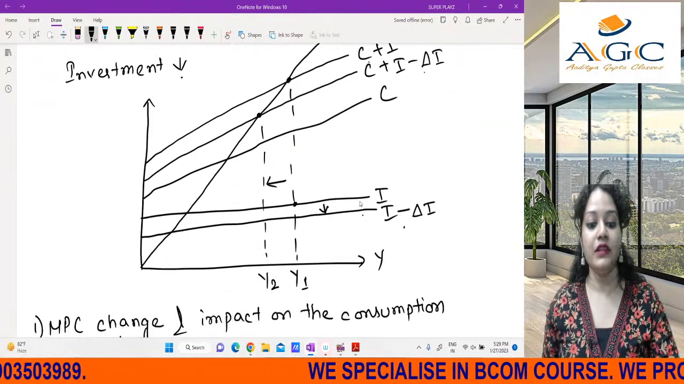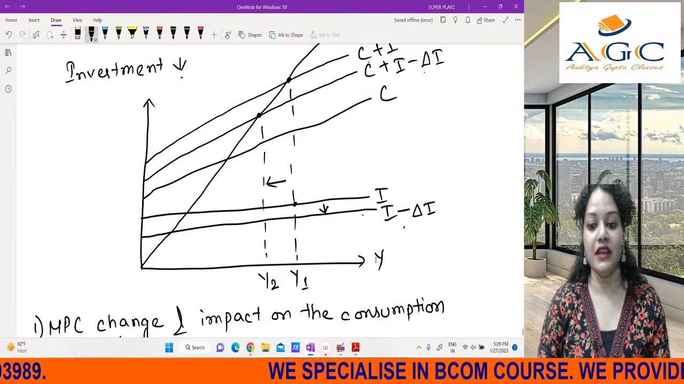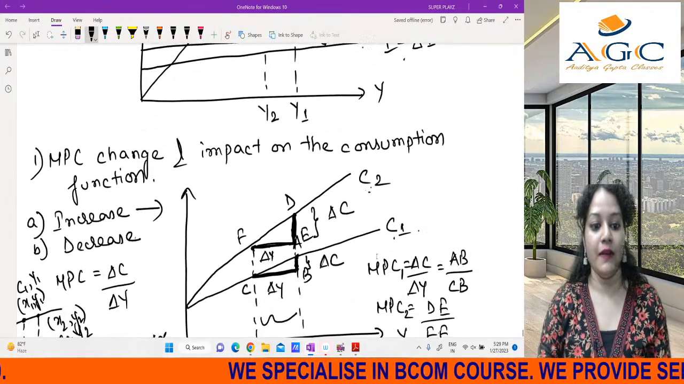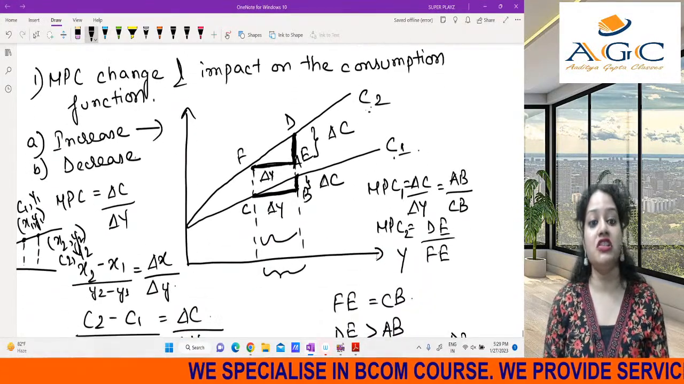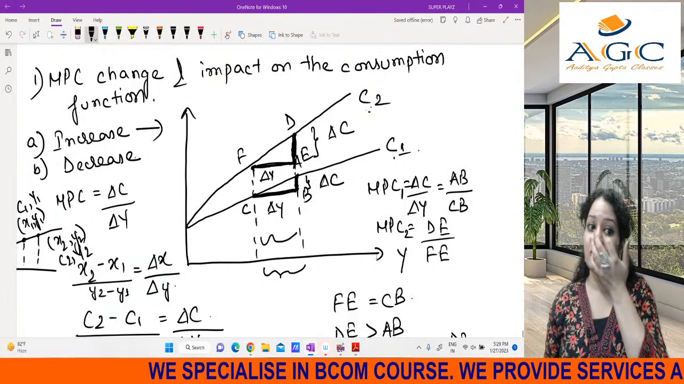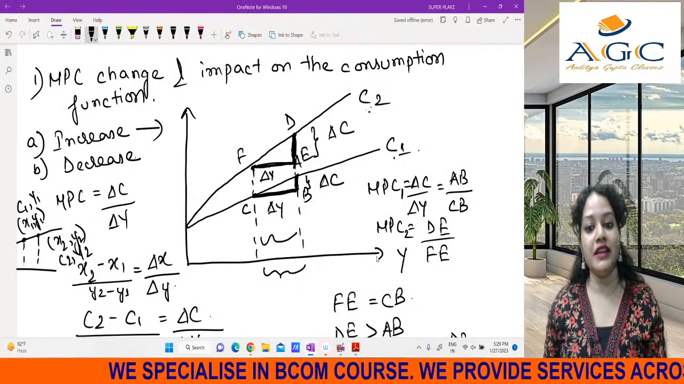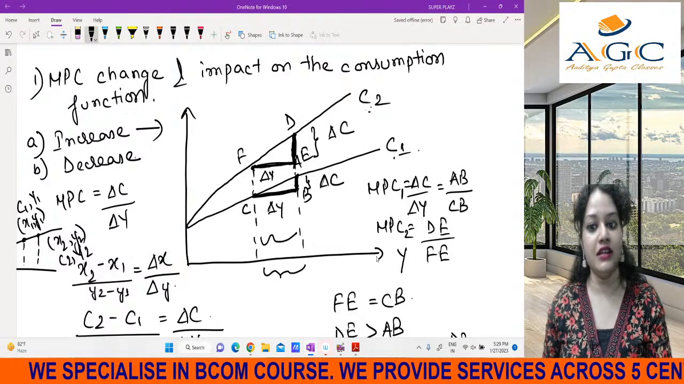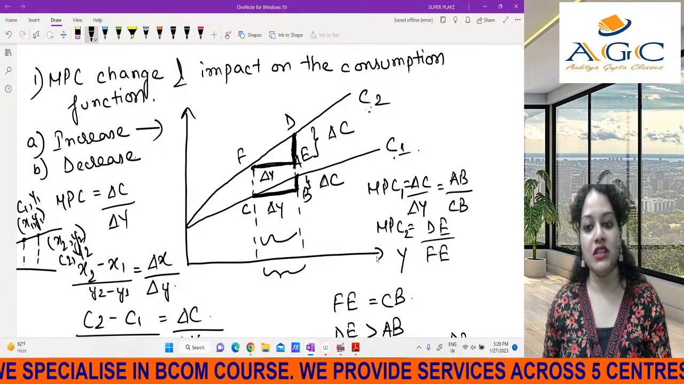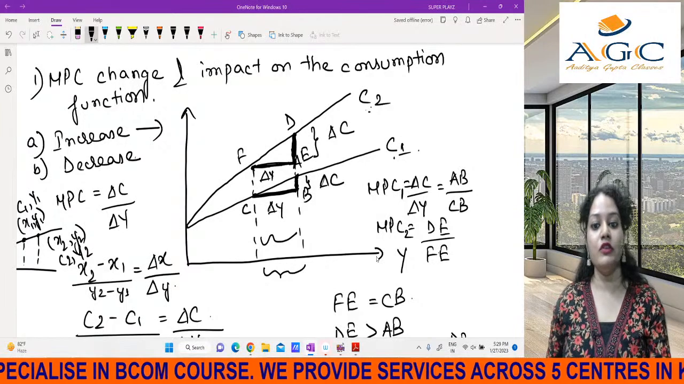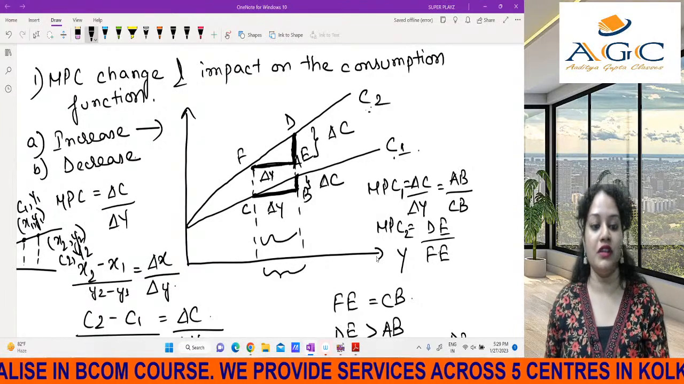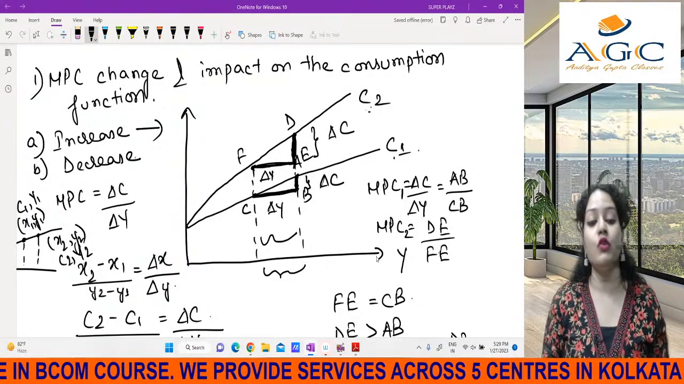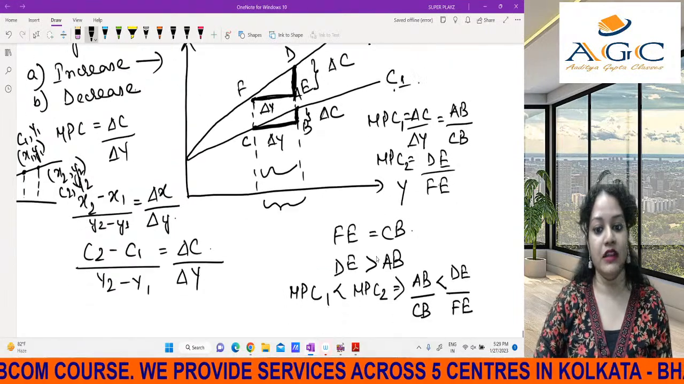Clear? Then MPC change and the impact on the consumption schedule, or on the consumption function or the schedule. The word schedule can also be given. So you have to talk about your increase and decrease, both the things here, and do not try doing that in a single diagram. In many books it is given in a single diagram, but you will be doing the things in two different diagrams and explaining both the things properly. Clear?